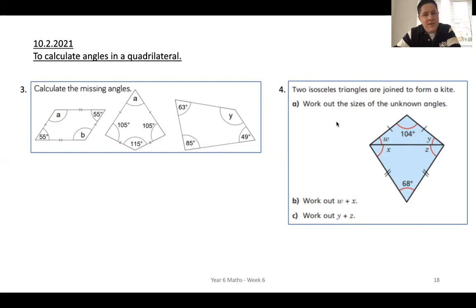Okay, and then what we'd like you to do is work out the sizes of the unknown angles. So because it's isosceles, you should be thinking back to yesterday's learning. You can find W and Y. And then once you've found W and Y, you can find X and Z by using 68. And then once you've found those, you can add them together. Okay, have a go at those.